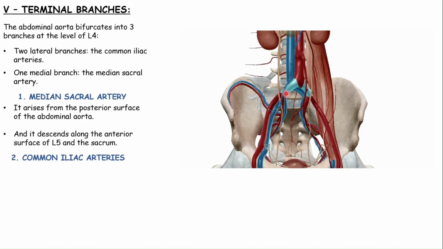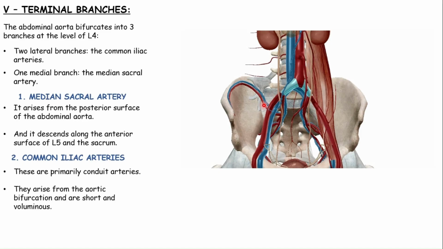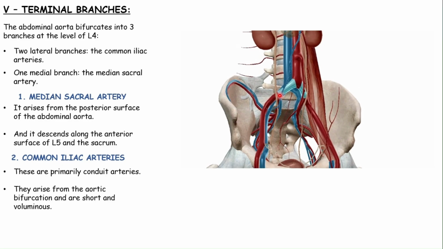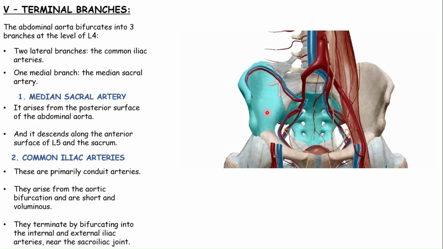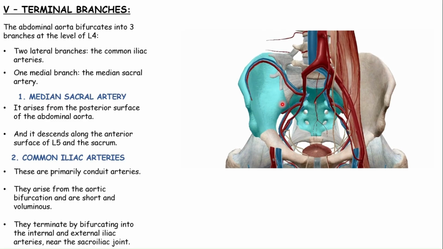The common iliac arteries are primarily conduit arteries. They arise from the aortic bifurcation and are short and voluminous. They terminate by bifurcating into the internal and external iliac arteries, near the sacroiliac joint.